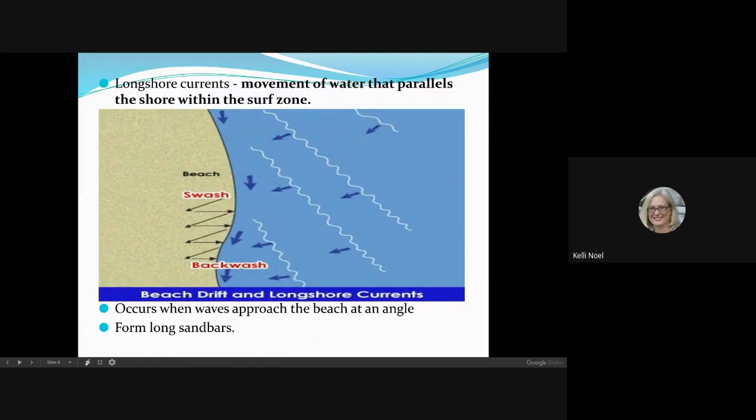All right, the longshore currents. This is the longshore currents. This is movement of water that parallels the shore within a surf zone. It occurs when waves approach the beach at an angle, and this is what forms our sandbars.